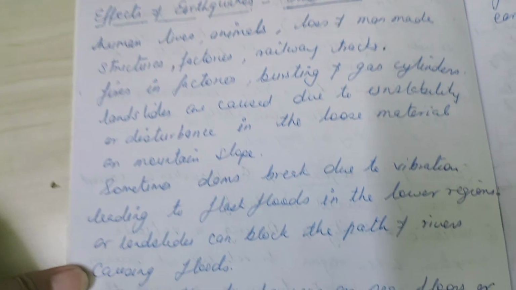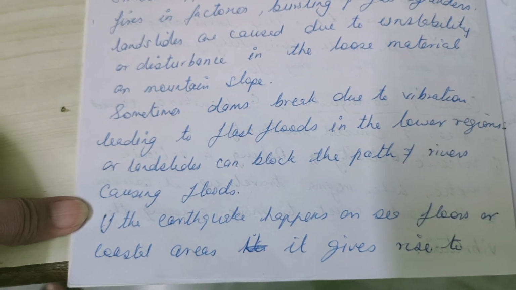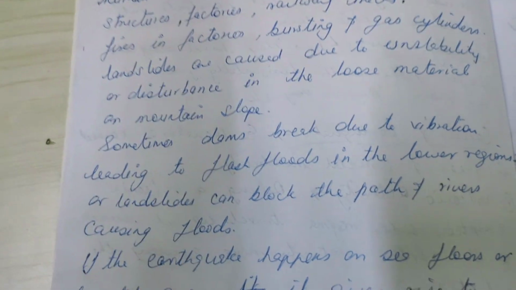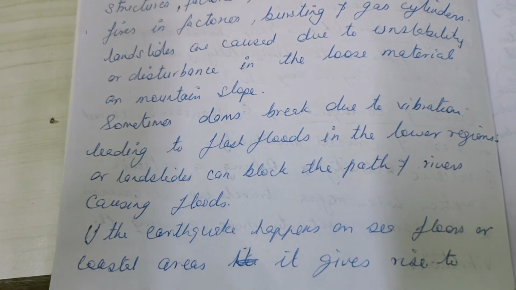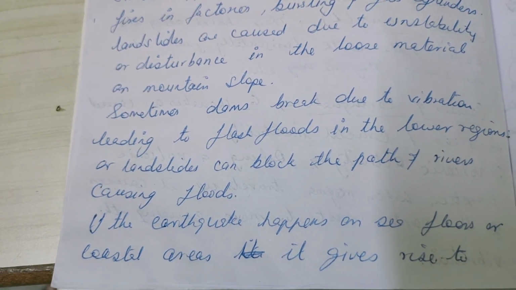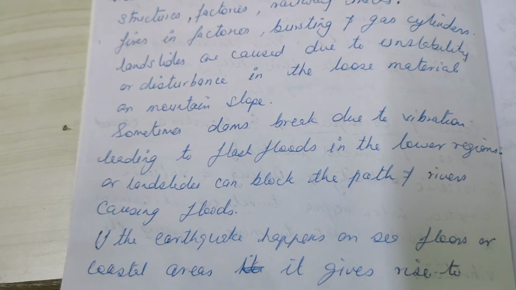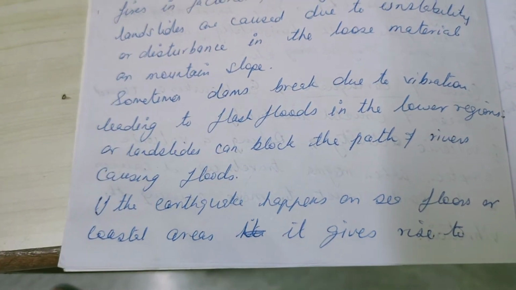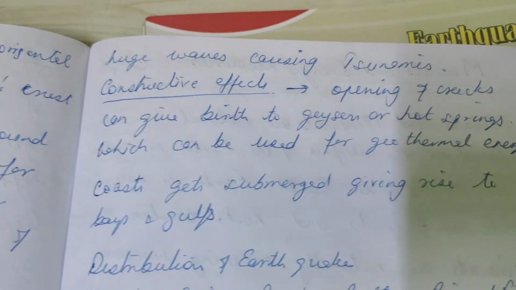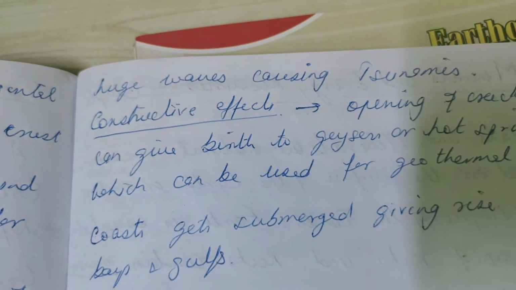Now sometimes dams can also break due to this vibration, leading to flash floods, because the reservoir behind the dam might break, the wall, the embankment might break, and the entire water will flow downstream, causing a lot of floods. Then a landslide, whenever it happens, can block the path of a river. And if the landslide blocks the path of the river, the area behind that will get flooded. And if the earthquake happens on sea floors or in coastal areas, it gives rise to very, very huge waves. And these huge waves can cause tsunamis. We all have heard about tsunamis happening in the Indian Ocean many times.